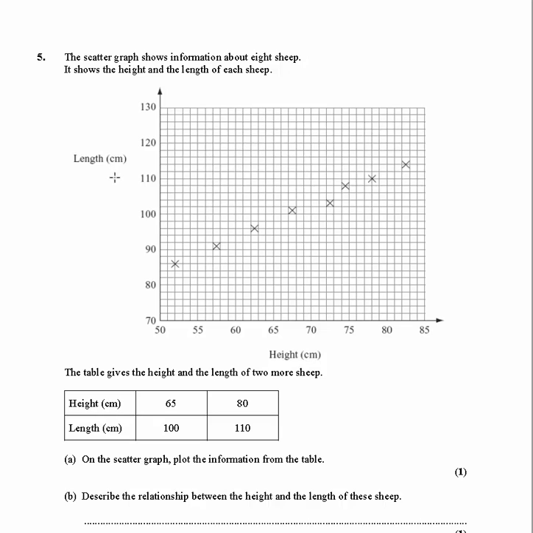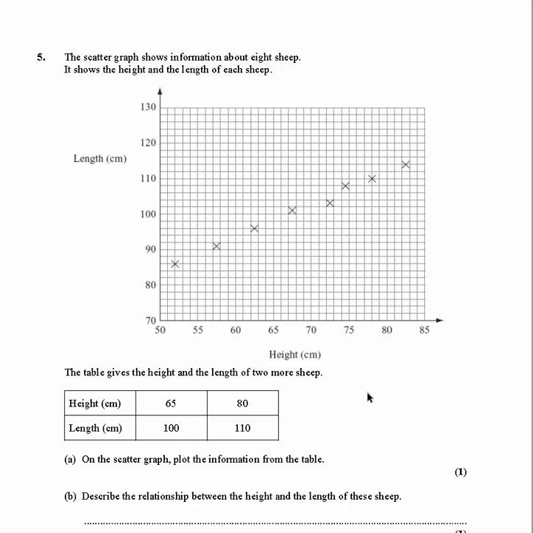Question 5, you've got a scatter graph showing some information about 8 sheep, and they've plotted some information. Each one of these crosses is a sheep, and this is how tall it is, and this is how long it is. And obviously you can see here there's quite a strong connection between how tall the sheep is and how long the sheep is. And you've got to plot this information on here.